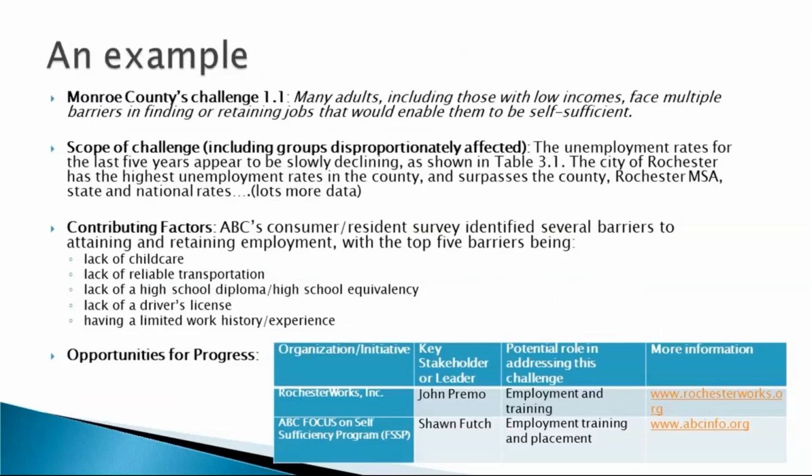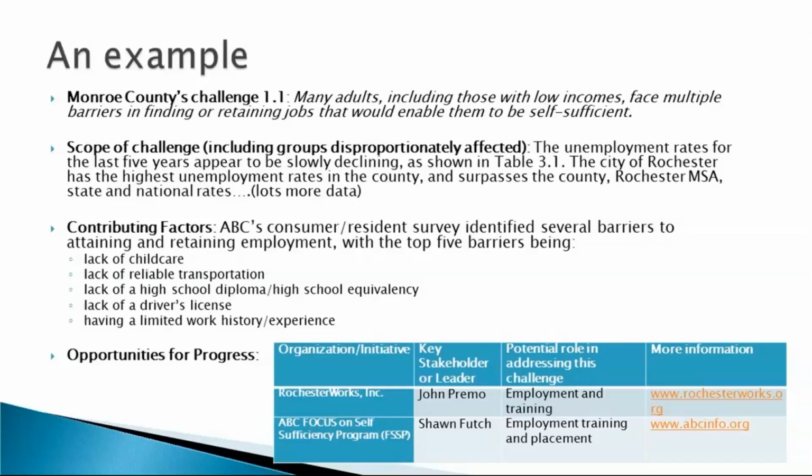So let me just give you a real quick example so you can see how all of this comes together, and then I'll wrap up my section. So I'm in Rochester, New York. We're in Monroe County. And what we did is we identified each of our narratives as a challenge. So we said in Monroe County, one of the challenges, this happened to be the first one that we identified, was that many adults, not just people with low incomes, but we did want to specify them, many adults, including those with low incomes, face multiple barriers in finding or obtaining jobs that would enable them to be self-sufficient. So the causal mechanism there is a major barrier to self-sufficiency is people's ability to find and or retain jobs.